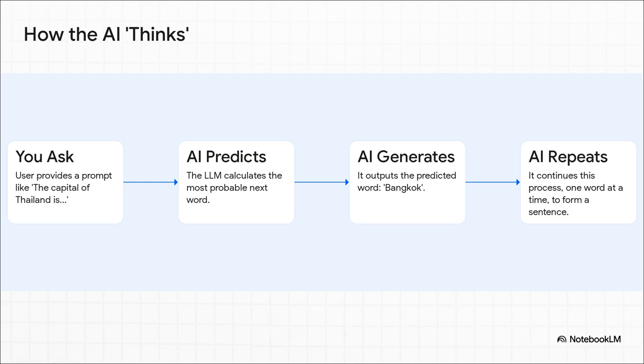When you ask it something like, the capital of Thailand is, it doesn't know the answer like you or I do, not at all. Instead, it scans that massive library and calculates the most statistically likely word to come next. In this case, Bangkok. Then it does it again for the next word and the next and the next, stringing them all together into what looks like a real sentence.